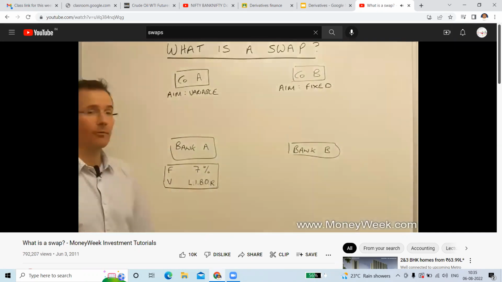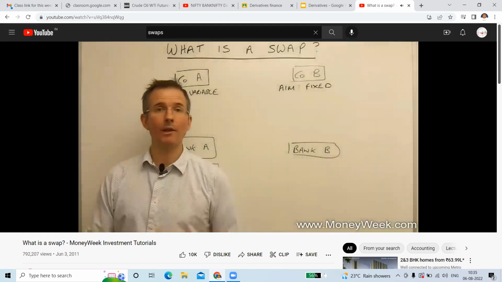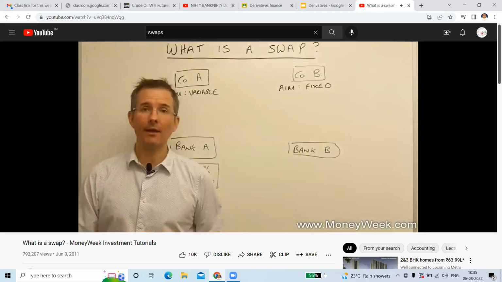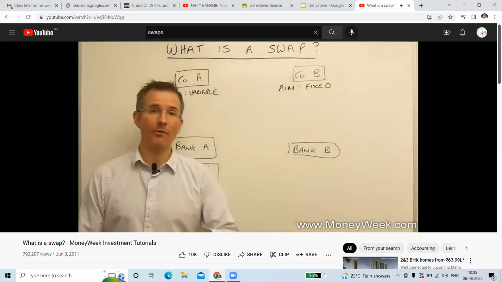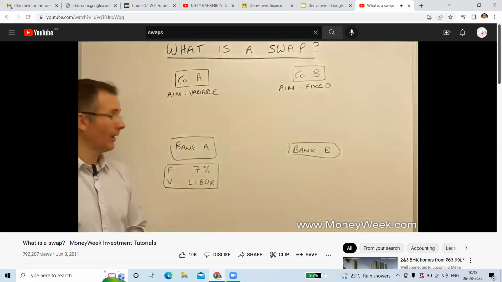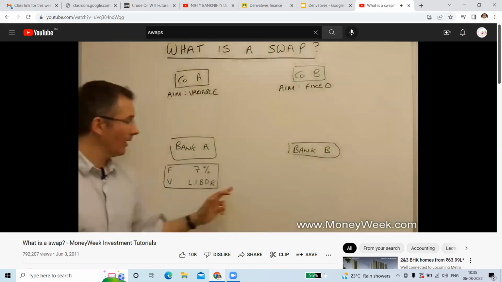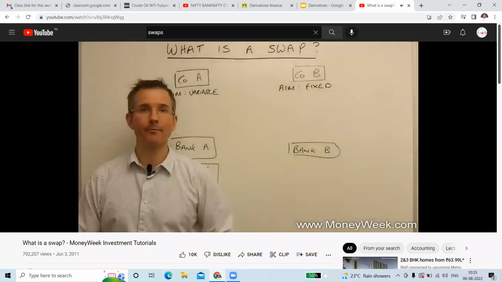So LIBOR changes. Potentially, it can change every day. Around mid-morning, the banks get together and decide what the London Interbank Offer Rate is going to be, and that's then published by the British Bankers Association. But the important thing with this example is it's a variable rate. So the fixed rate of 7% won't change over, say, 5 years. LIBOR might, depending on what happens to the Bank of England base rate.